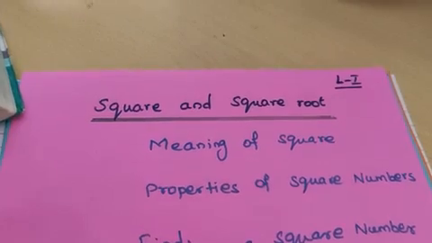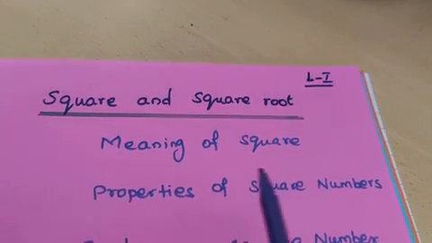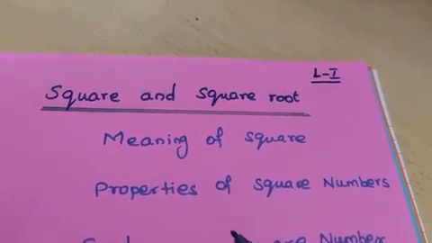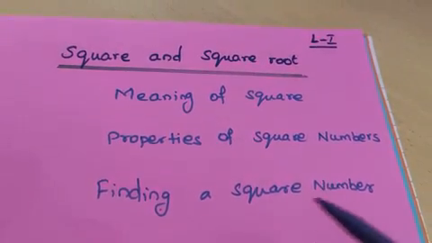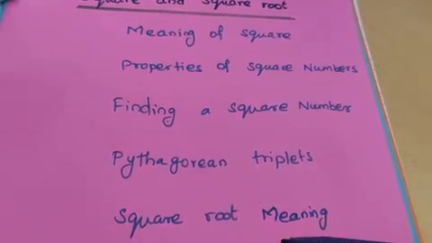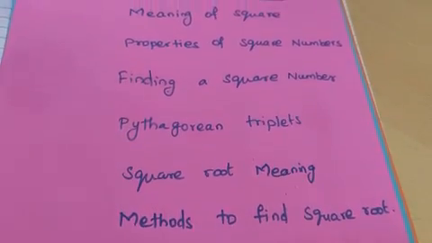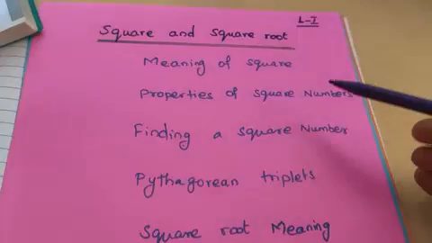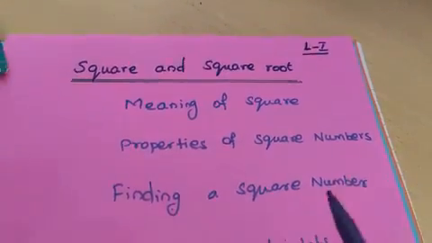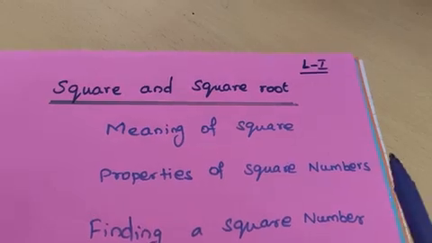Let me take a glance at this topic. What things are there? First, we are going to see the meaning of square. What is meant by square? And then properties of square numbers. Then how to find the square of a number. And then Pythagorean triplets, and the next important topic is square root. What is the meaning of it, its properties, and then how to find the square root of a given number. Right? This is the topic covered by the subtopics. The whole topic is covered by all these subtopics. One by one we will see.